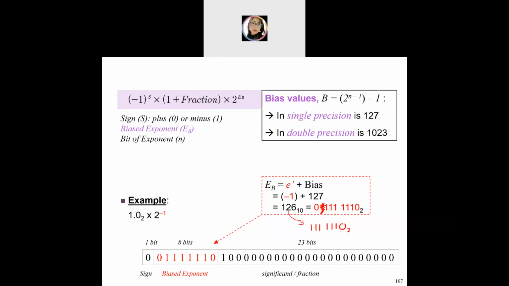So you can see it is only 7 bits. You need to pad with a 0 to the left. This is the value for your bias exponent.